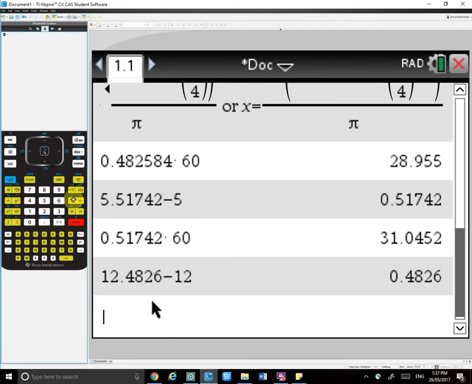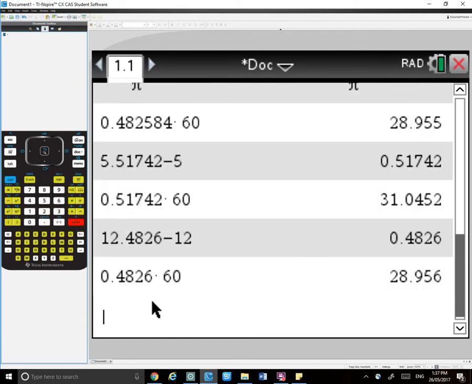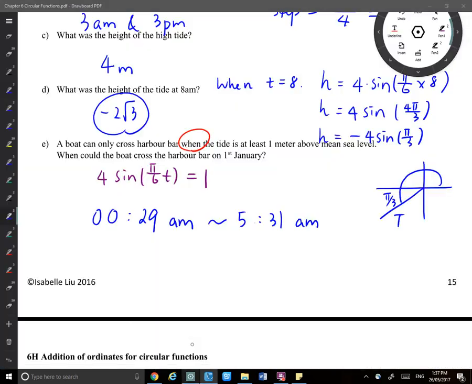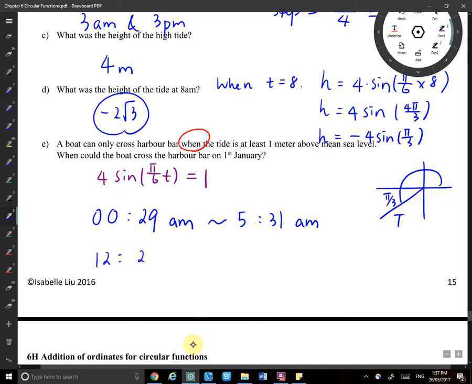Okay, that's the decimals. I times the decimals by 60. That gives you 29 again. It's kind of symmetrical. It's after 12 hours and after 29 minutes. So for this answer, I will have 12:29 p.m. That's in the afternoon. 12:29 p.m.